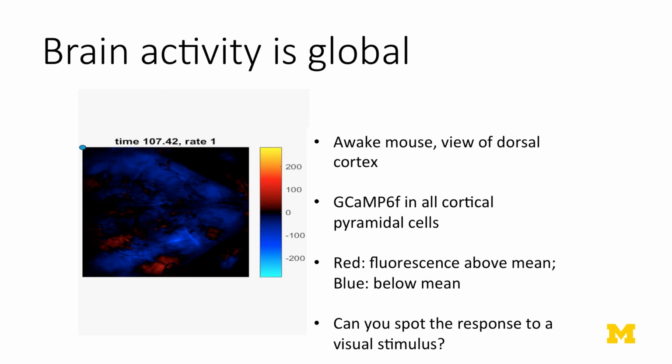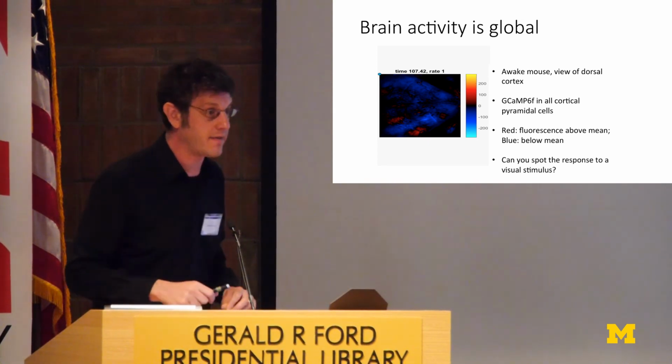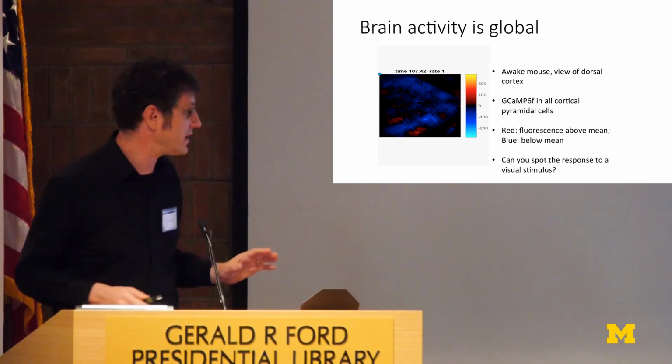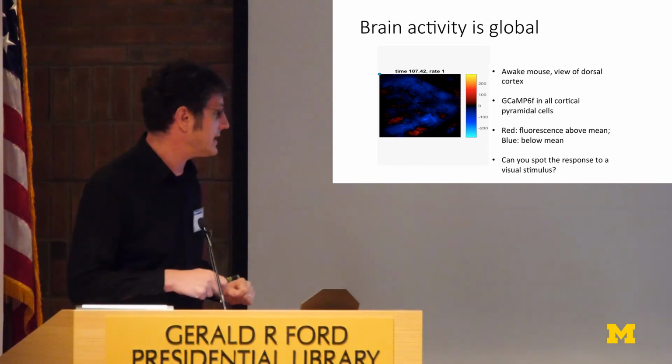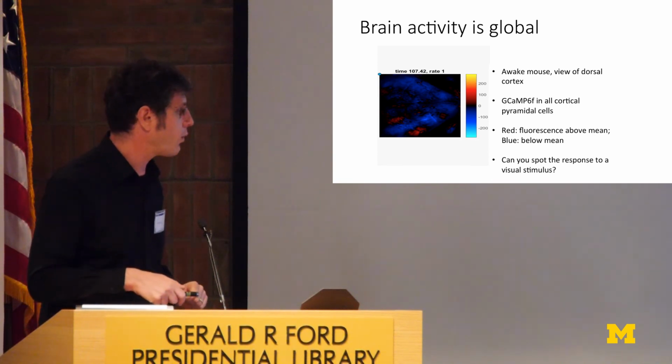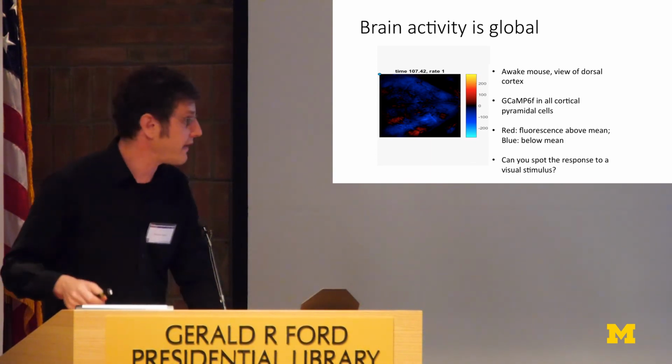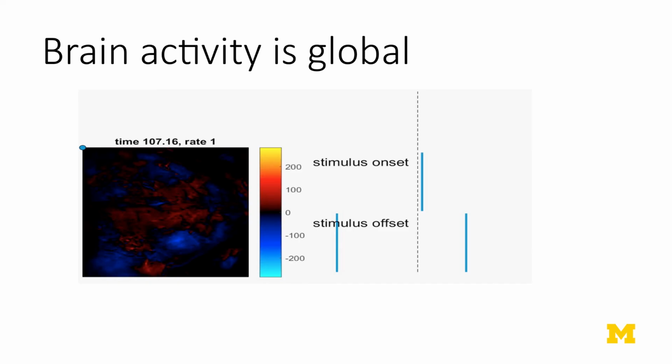So what you see here is a movie of a mouse brain in which GCaMP was in all cortical pyramidal cells. And you're seeing the mean fluorescence as a function of time. Red means that part of the brain is more active than baseline. Blue means it's less active than baseline. And this is a mouse that's sitting there looking at a screen, watching visual stimuli. And the interesting thing about this is I'd like to invite you to guess what part of this movie is the response to the visual stimulus. Was it that, for example, that big event?